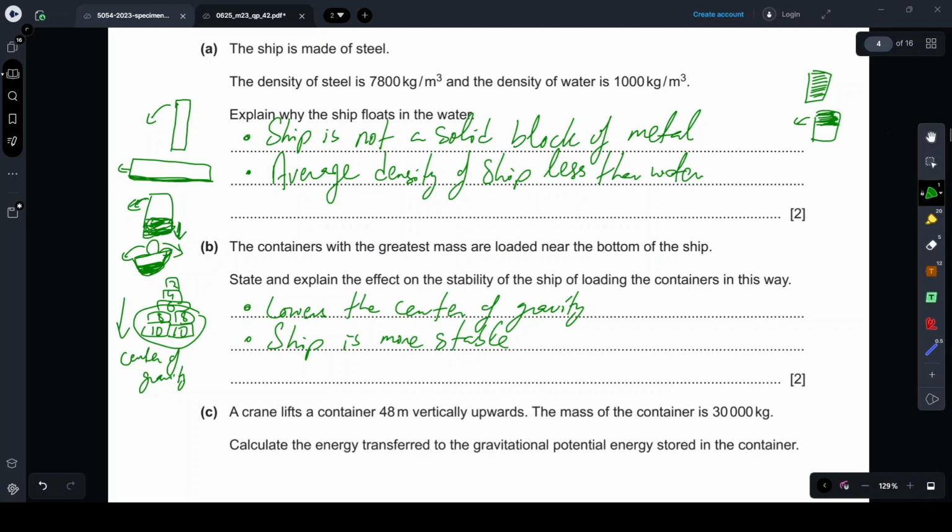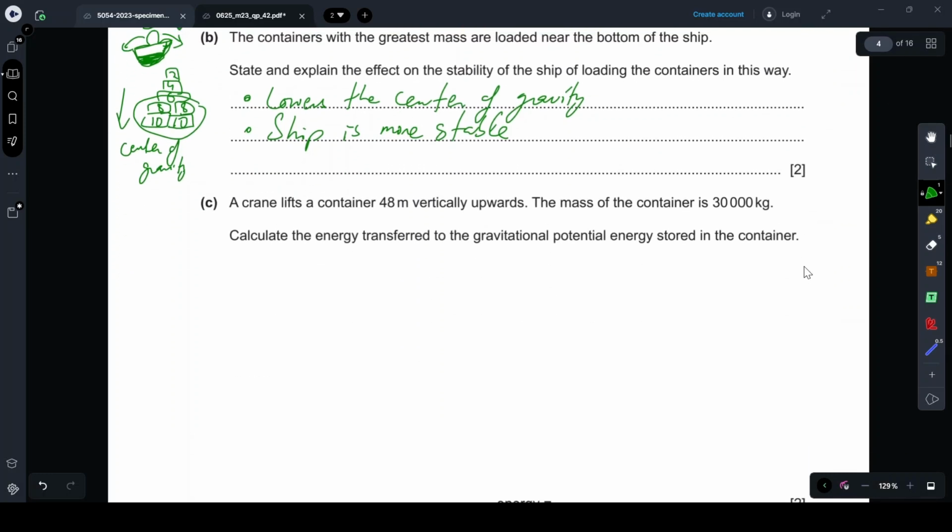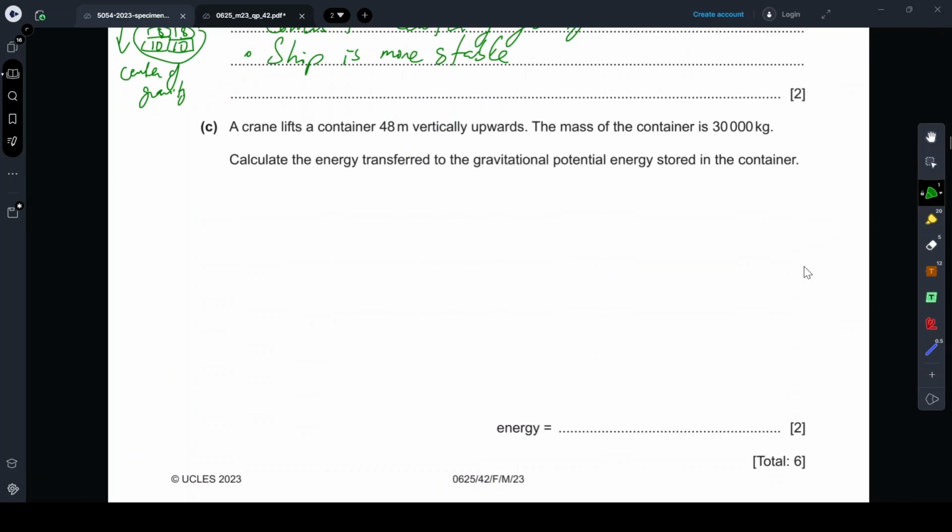Okay. So, what about this question? A crane lifts a container 48 meters vertically upwards. The mass of the container is 30,000 kilograms. Calculate the energy transferred to the gravitational potential energy stored in the container. So, what is the formula for gravitational potential?